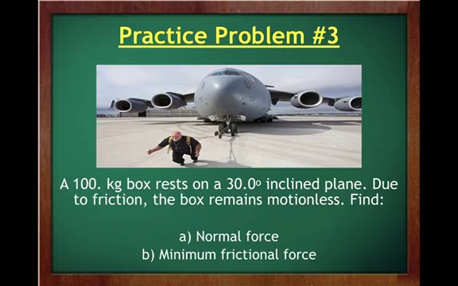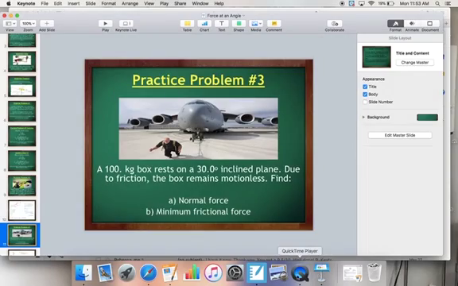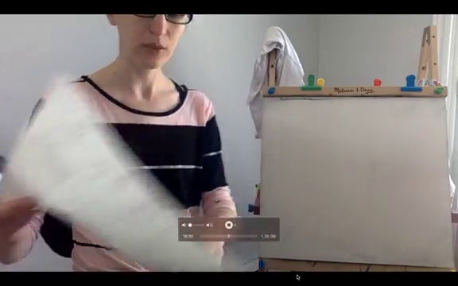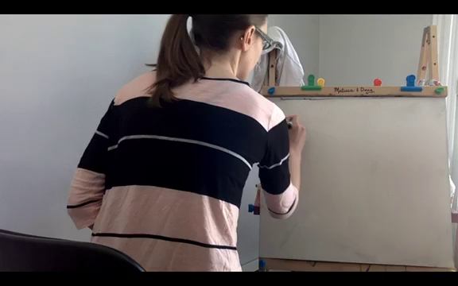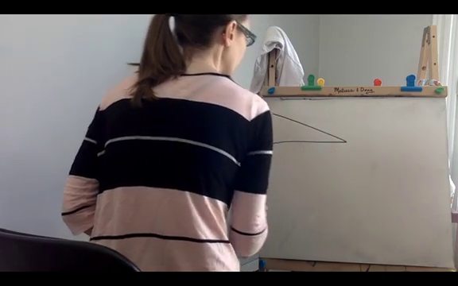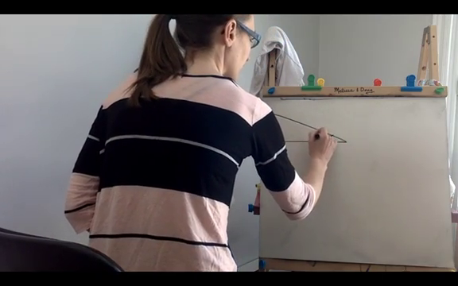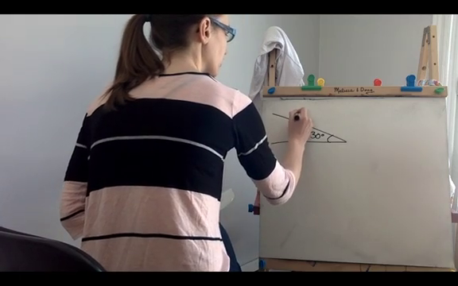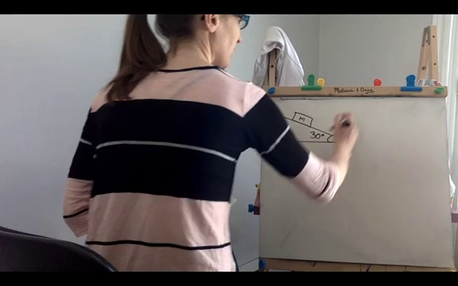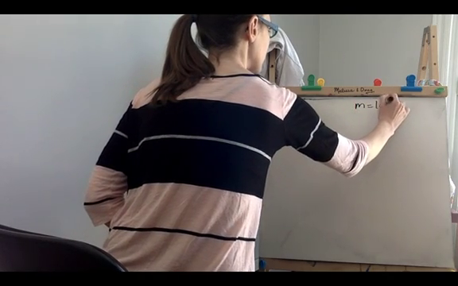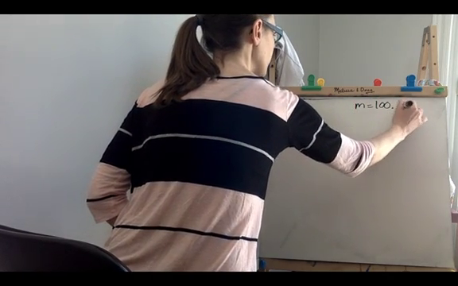Okay, so let's start by framing the problem. Let's get an idea of what we're dealing with. So we have a box that's on an inclined plane, so we have a ramp, essentially. The ramp has an angle of 30 degrees, and here's our box. That has a mass. We know that the mass of that box is 100 kilograms.